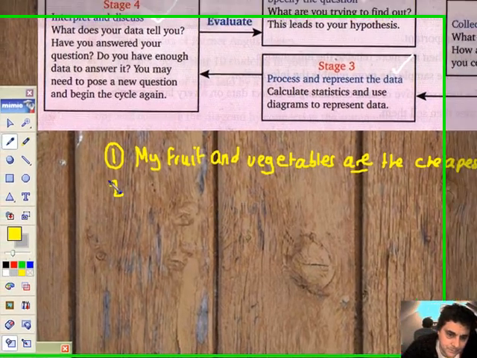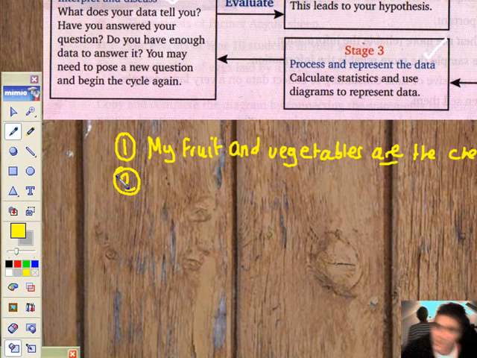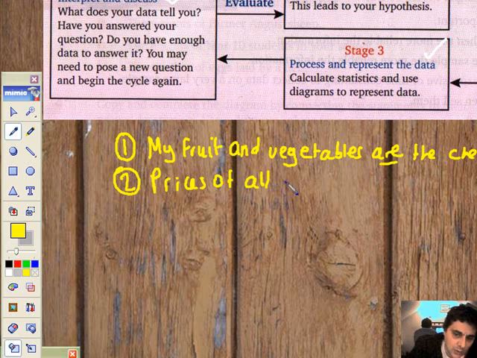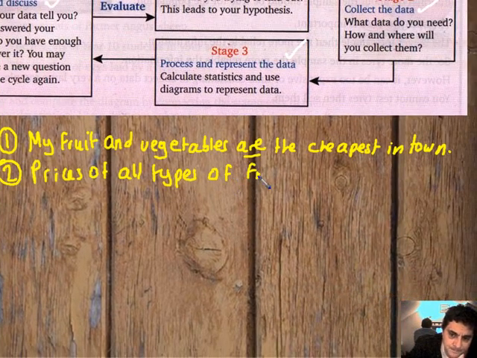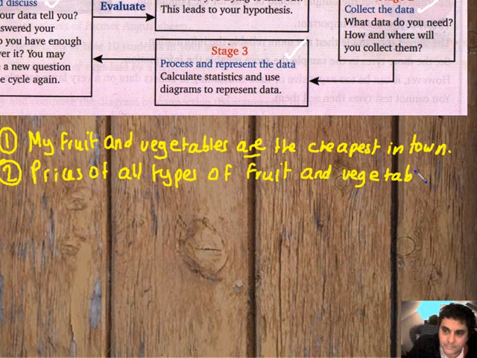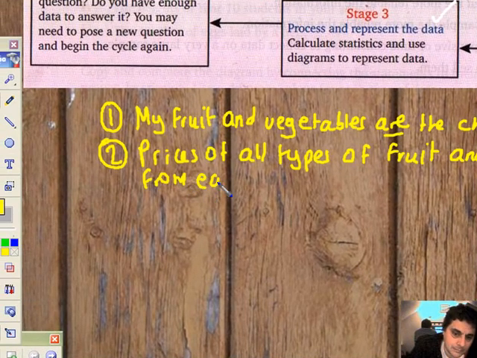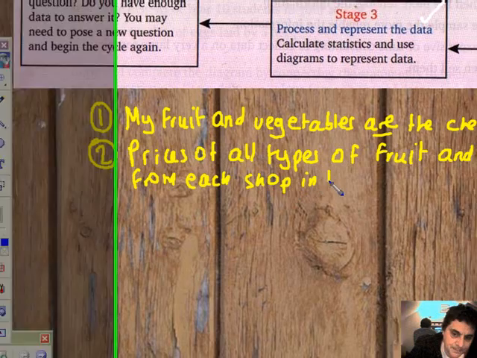Stage 2. Collect your data. What's he going to collect? Well, he needs prices. Prices of all types of fruit and vegetables from each shop in the town.